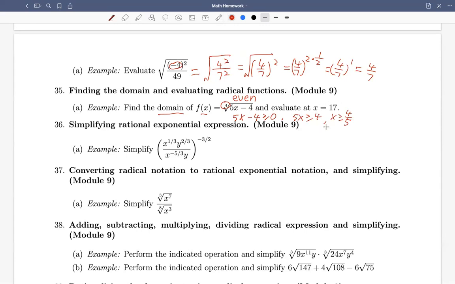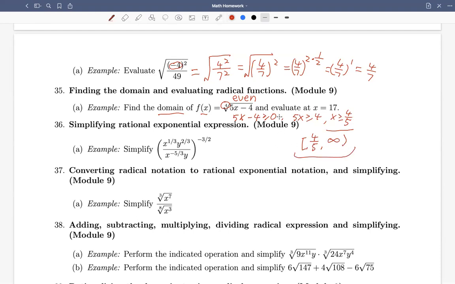And this is called set notation. If we want to use interval notation, right? We use a bracket. We start with 4/5, then go to infinity. Infinity is just an idea, so we don't use a bracket. We use a closed parenthesis. So this is the domain of the function f.